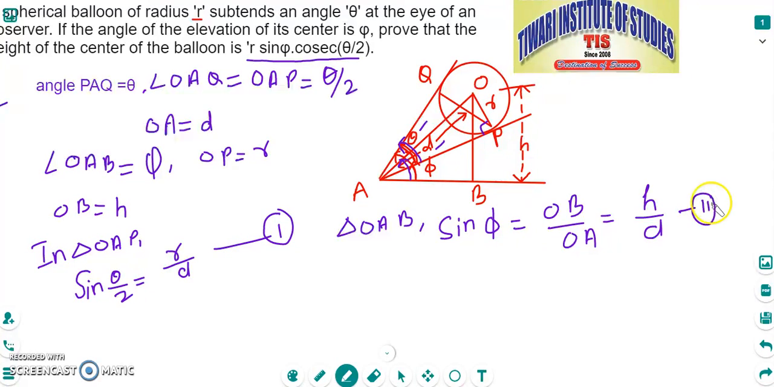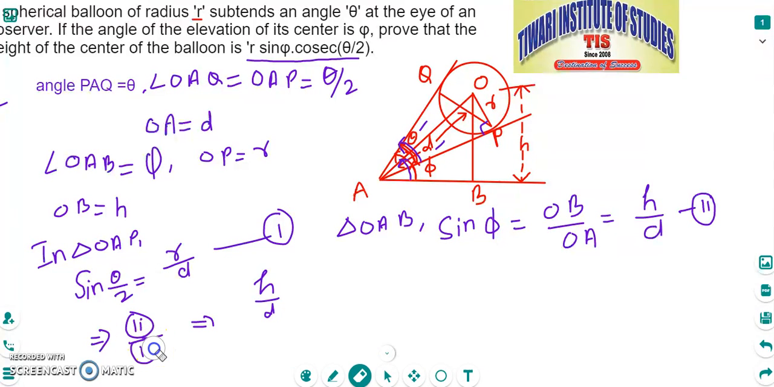Because we don't need this D, you have to remove that. We need H, we need R, we need sine phi, we need this sine theta by 2, with theta by 2 and phi. We don't need D, so what I'm going to do is divide equation 1 by equation 2, or you can say equation 2 by 1, because we need cosec, so sine should be in division. So first I'm going to put this H upon D. This is equation number 2, and here it was equation number 1.